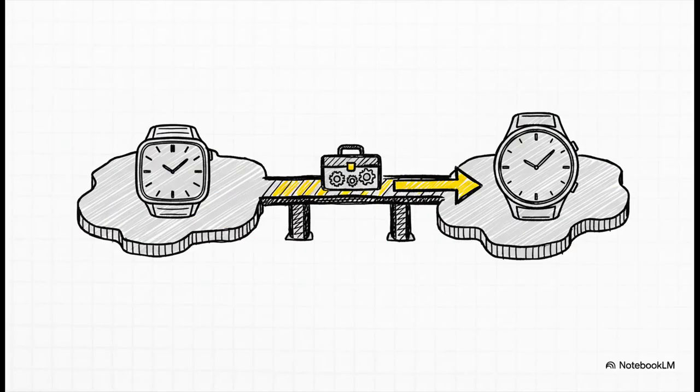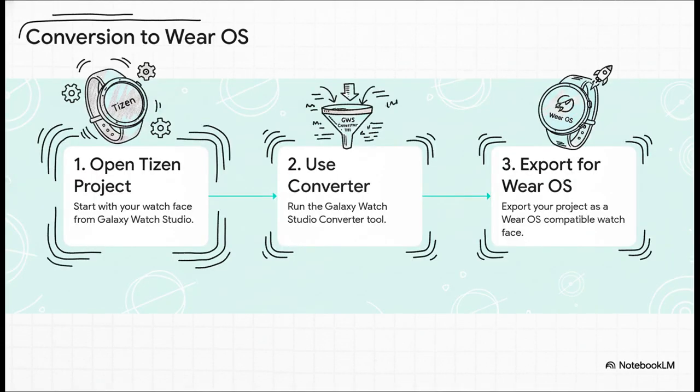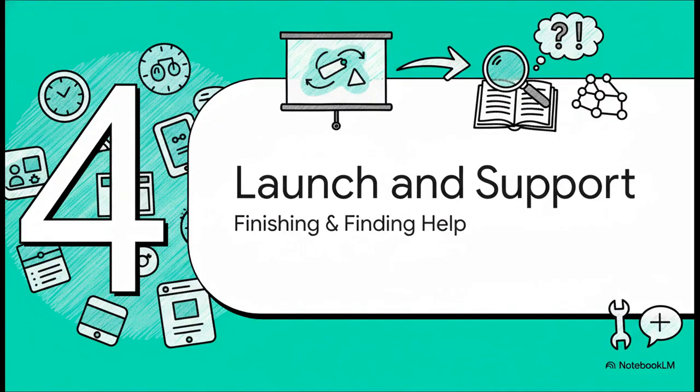But what if you poured your heart and soul into a masterpiece on Tizen? Is all that work just gone? Absolutely not. Don't you worry. Samsung built a bridge specifically so that your amazing work doesn't get left behind. And that bridge is the Galaxy Watch Studio Converter. It's a beautifully simple three-step process. First, you just open your original Tizen project. Next, you run the converter tool, which does all the heavy lifting of mapping old components to new ones. And finally, you just export a brand new project that's fully compatible with Wear OS. It's that easy.